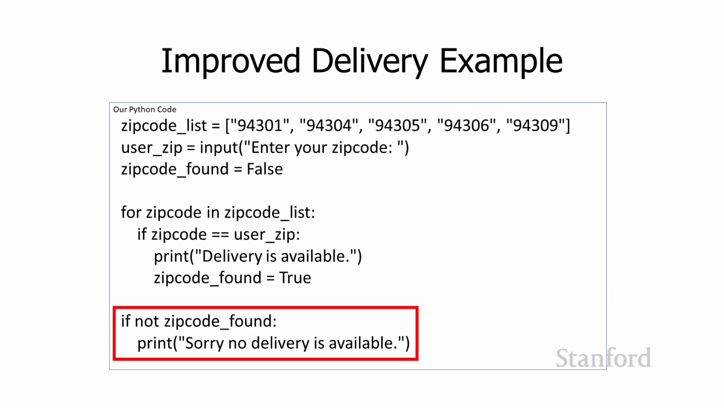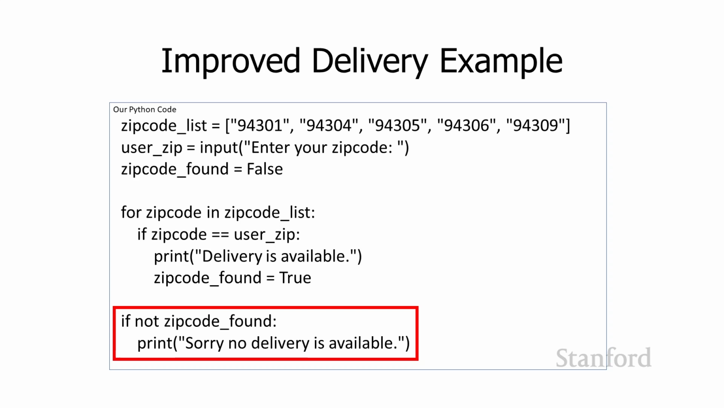The last thing we have to do is actually do something on that basis. After we finish this loop, either zip code found is still at its initial value, which is false, which means we didn't run into the zip code, or we've gone through the list, we have found the zip code, we've reset zip code found from false, and it's now set to true. Now what we need to do is just check that value, and on that basis, either print, sorry, no delivery is available, or don't do anything because we already printed that delivery was available.